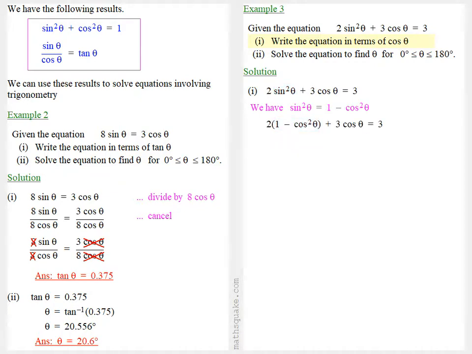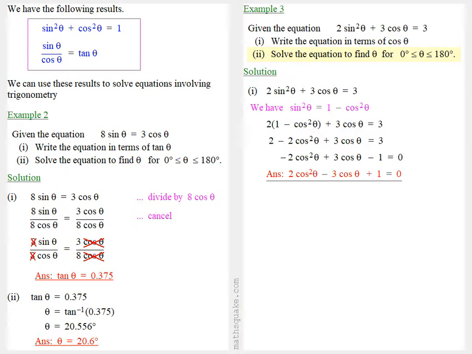And if we expand the brackets, that gives us 2 minus 2 cos squared theta plus 3 cos theta equals 3. If we subtract 3 from both sides and rearrange, we've got minus 2 cos squared theta plus 3 cos theta minus 1 equals 0. Now if we change the sign all the way through, or multiply by minus 1, that gives us 2 cos squared theta minus 3 cos theta plus 1 equals 0.